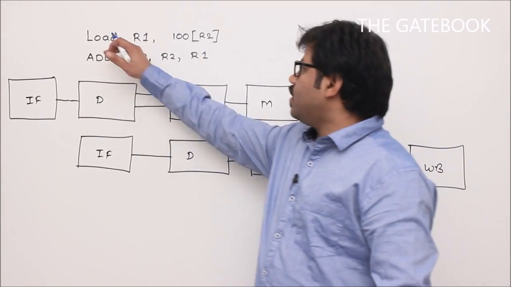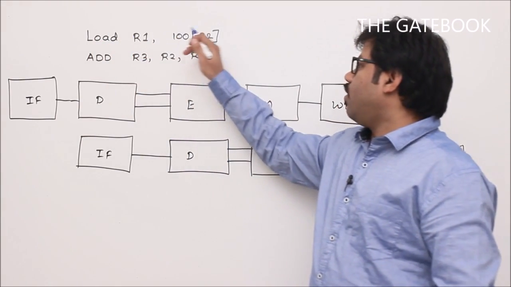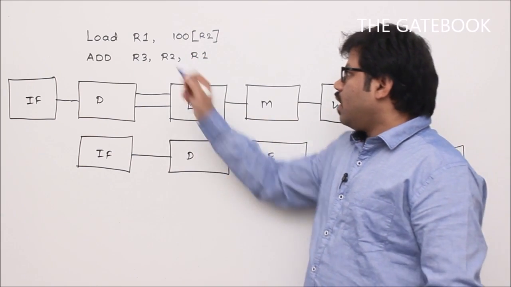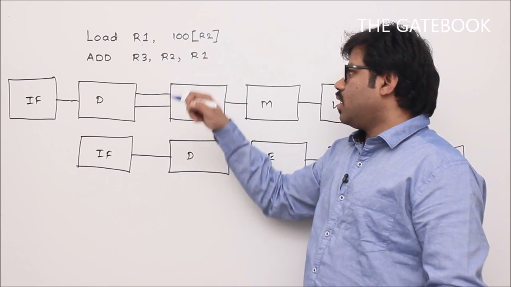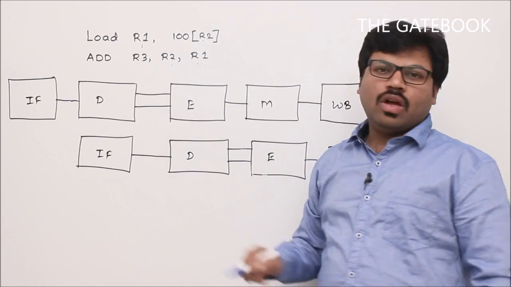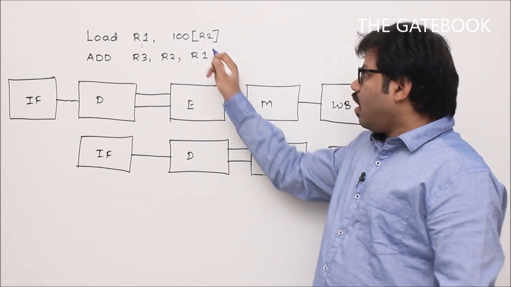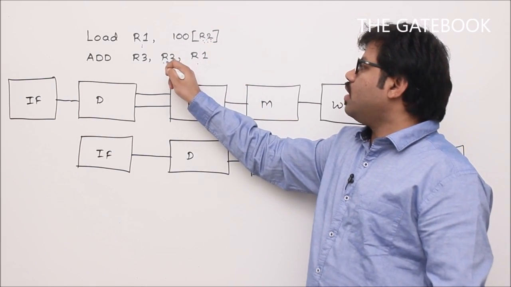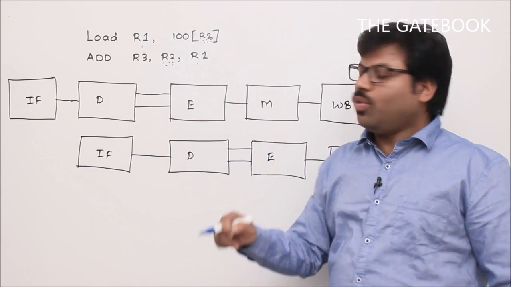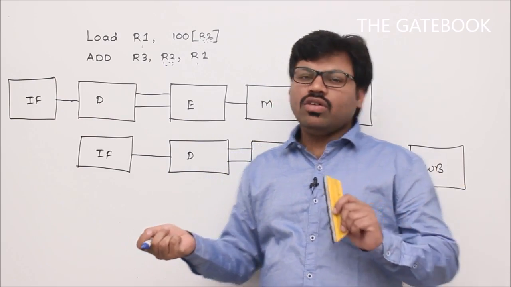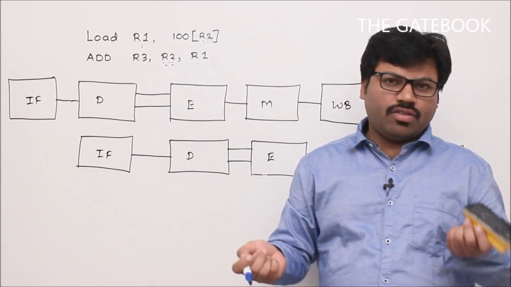Okay. Now we'll see these two instructions. Load R1 100 of R2, add R3 R2 R1. Here you see there are two variables which are common in both instructions, right? R1 and R1, second one R2 and R2. But if you see carefully, we are not modifying R2, right? We are using R2 here, and here also we are using R2, we are not modifying it. When both instructions are only using R2, there will not be any problem, right? So in any order they can be used.